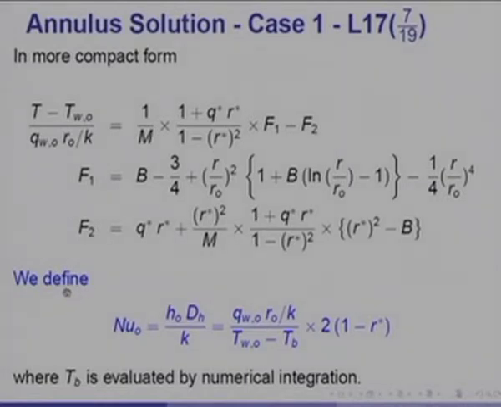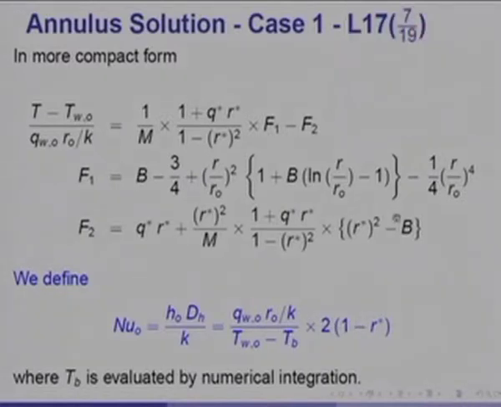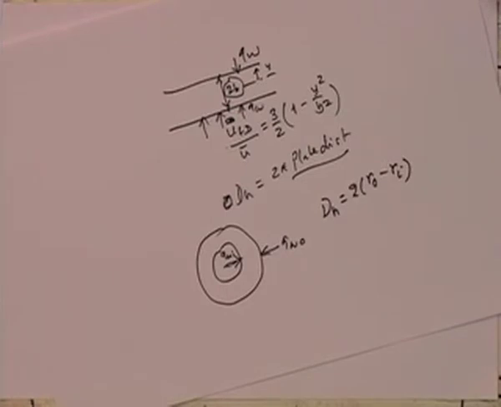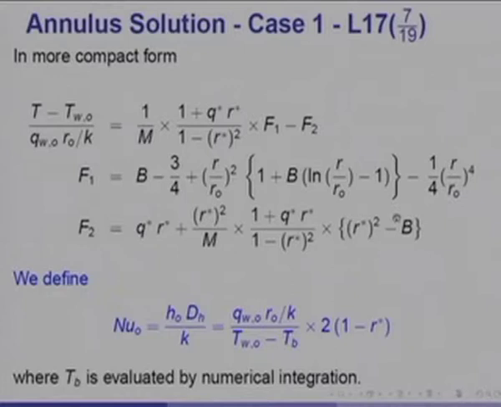We now define, let us say in case 1 where q_wall,o is heated, Nu_o equal to h_o d_h by k at the outer wall, where the heat transfer is specified, and that would be equal to q_wall r_o by k over (T_wall minus T_bulk) into 2 into (1 minus r star square). Remember, for the annulus d_h is equal to 2 times (r_o minus r_i), and that is what is reflected here. So, if I take r_i common, you will get that. With this temperature now, you must evaluate the bulk temperature. Mind you, the bulk temperature evaluation becomes extremely difficult because there are logarithmic terms involved, and numerical integration is the best way out. It does not require too much effort.